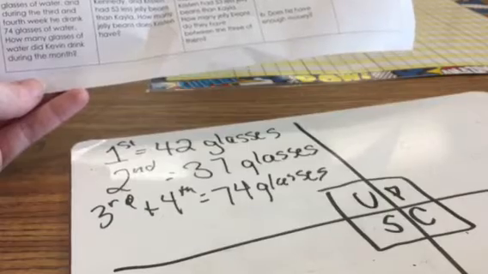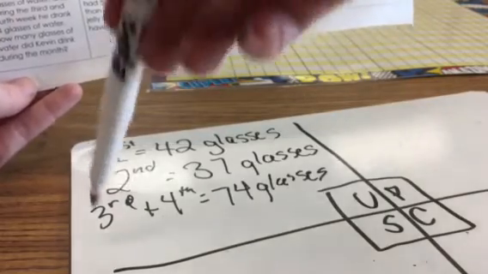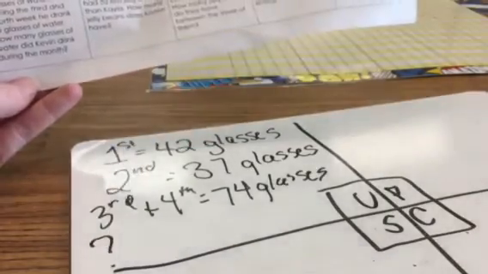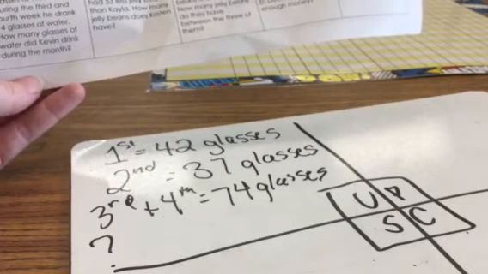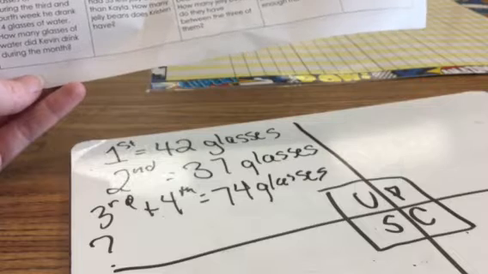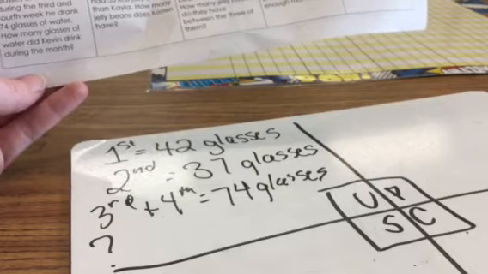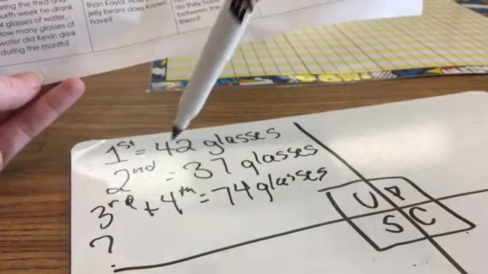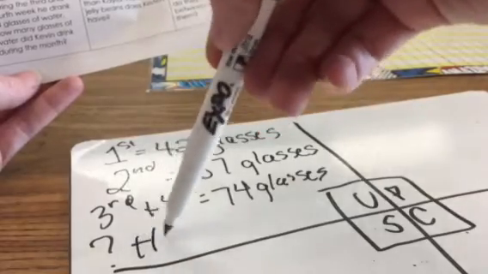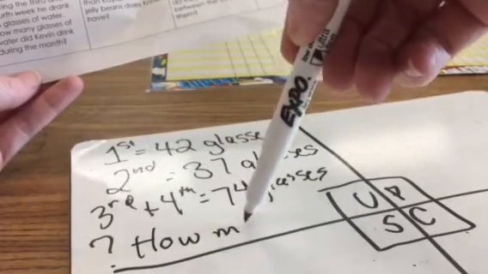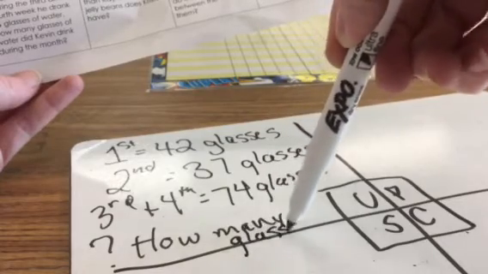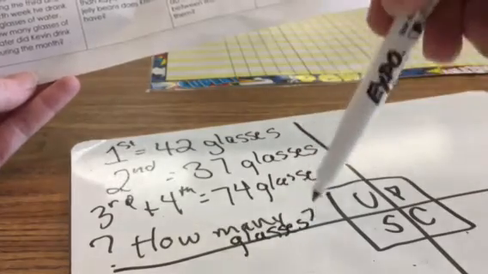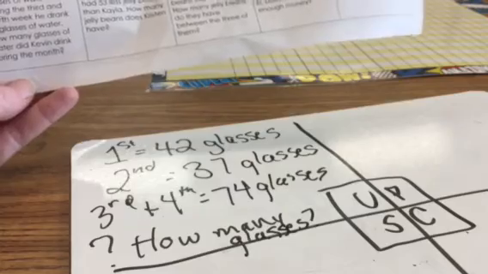But since we don't see the word each in there, we know that it means the third and fourth together. Okay, and the last sentence says, how many glasses of water did Kevin drink during the month? We know that question is always something we need to understand, because if we don't know what the question is asking us, we can't even begin to solve the problem. So we're going to just say how many glasses.